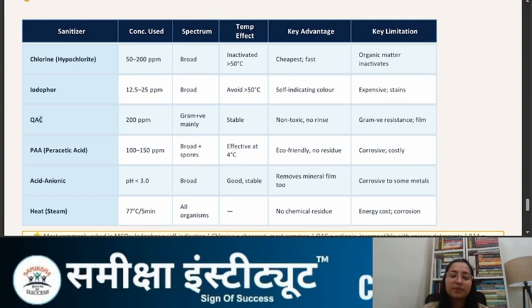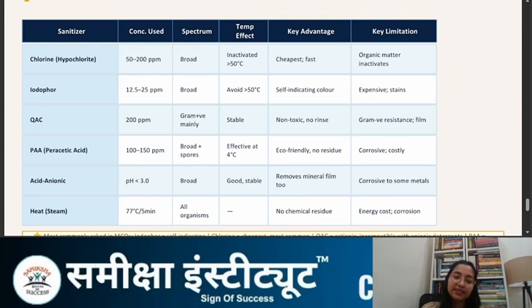Then quaternary ammonium compounds at 200 ppm concentration. It is mostly active against gram-positive bacteria. It is very stable at different temperatures. It is non-toxic. It gets easily rinsed off. Then it is not effective against, it is resistant against gram-negative bacteria. Gram-negative bacteria are not killed by the quaternary ammonium compounds. So sometimes biofilm formation will be there, and once the biofilm formation will be there, the total bacterial count will increase and the mastitis chances will further increase.